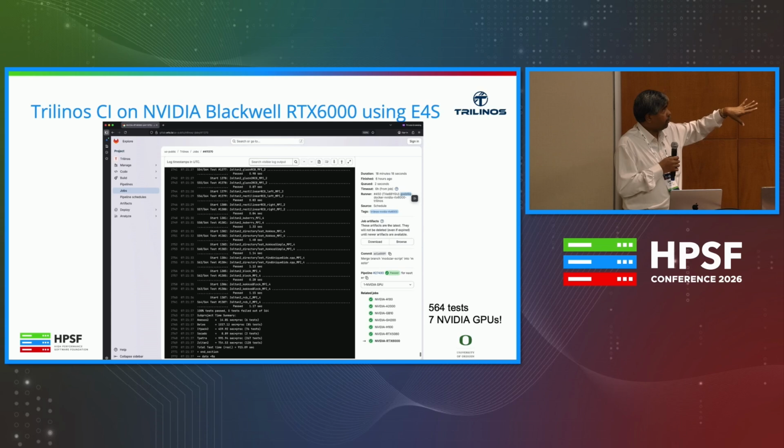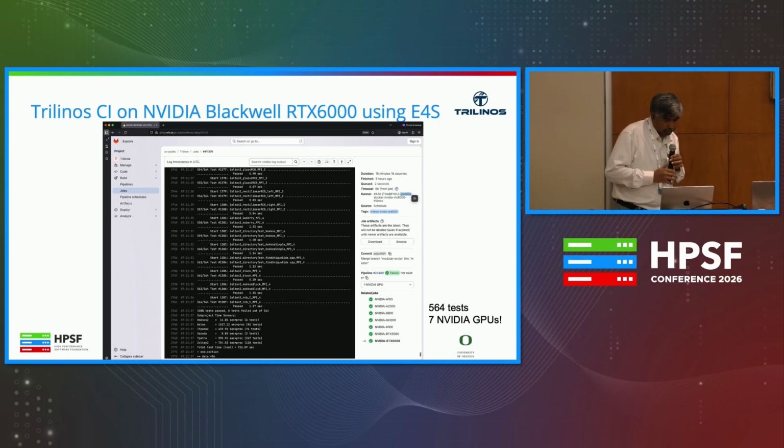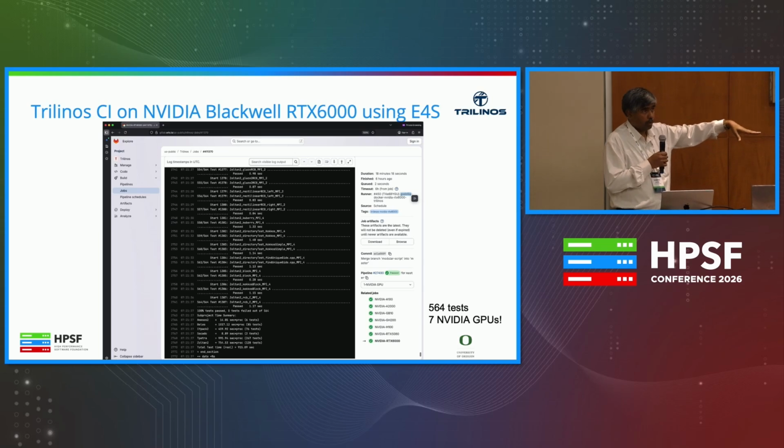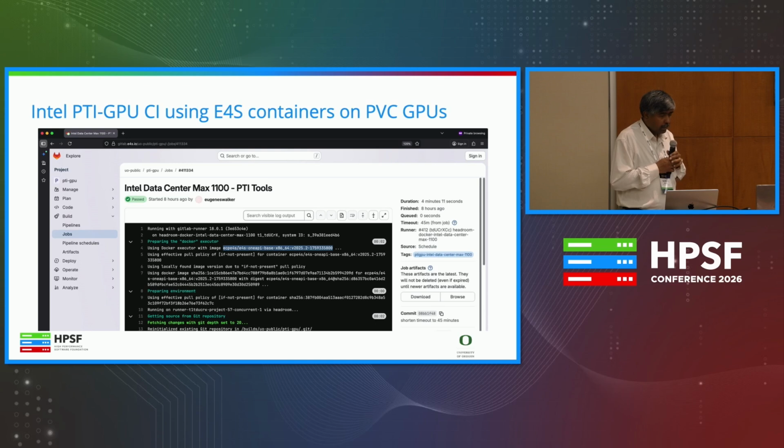Here's Trilinos CI running on an NVIDIA Blackwell RTX 6000 GPU. This GPU has about 24,000 CUDA cores on it. And you can see that it ran 564 tests on 7 different NVIDIA GPUs. Here is Intel PTI GPU CI, where we are using the ECP E4S container for the Intel testing on different GPUs.